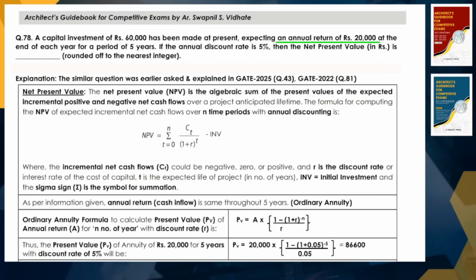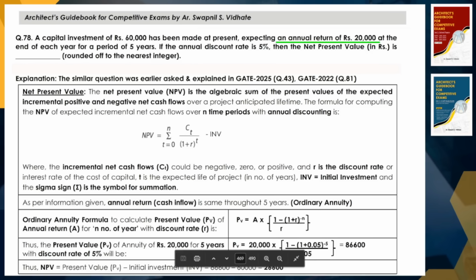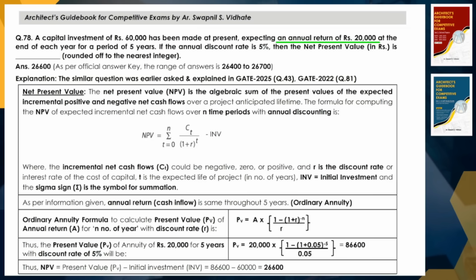Now what they are asking is the net present value, as we have just explained here. The net present value will be the present value minus the initial investment. So 86,600 minus 60,000, the value will be 26,600, which is the expected final answer. As per the official answer key, the range of answers is 26,400 to 26,700. Our answer is in this range, so we will get full marks. So our answer is also the correct one.